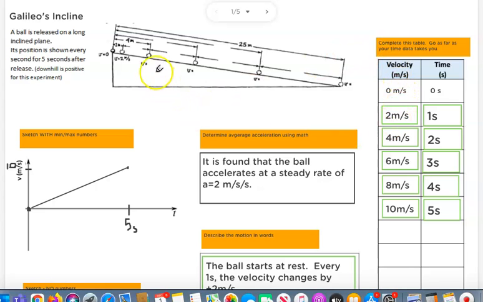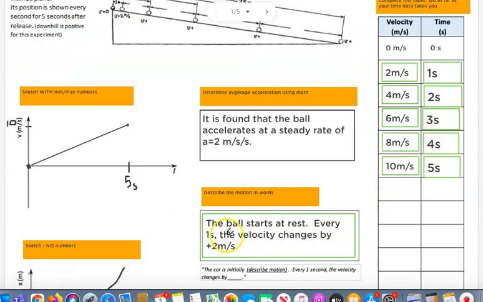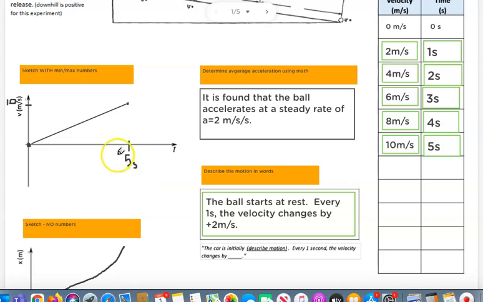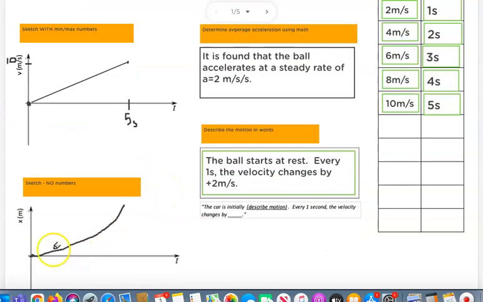You see how fast it would be going at 0, then 2, then 4, then 6, then 8, then 10 meters per second. You see that it means every 1 second the velocity changes by 2 meters per second. You see that that looks like a diagonal line on a velocity graph, and we can put numbers there. And you see that, hey, the position time graph would be a curve.